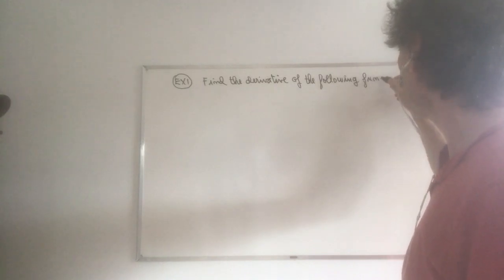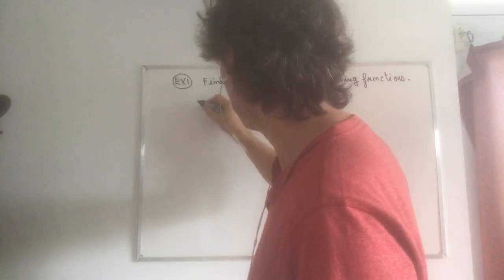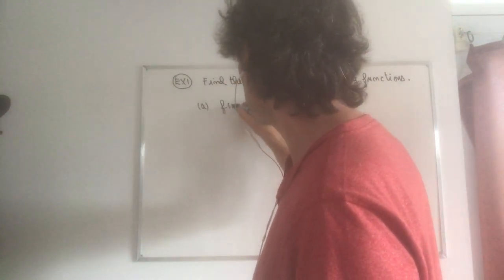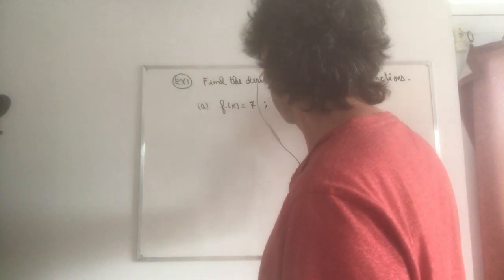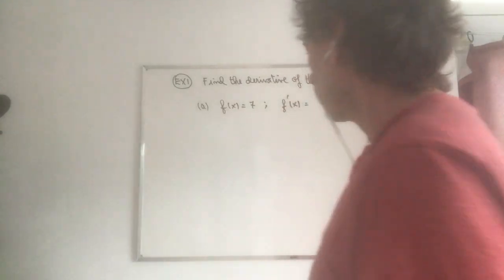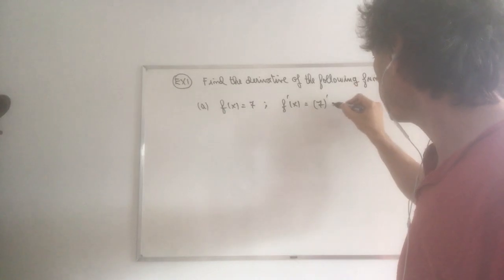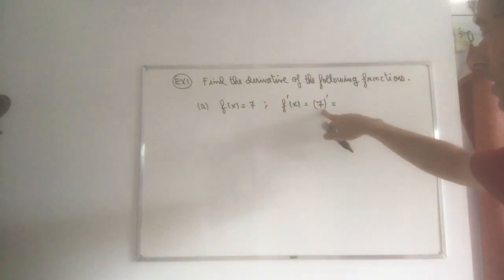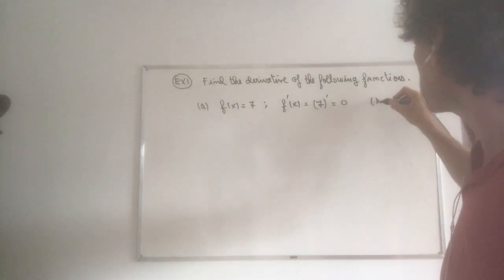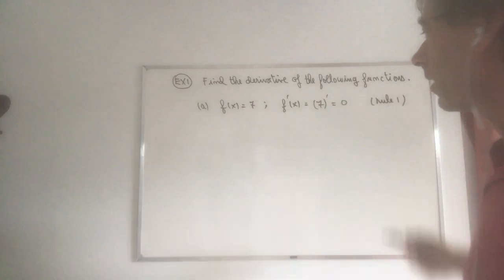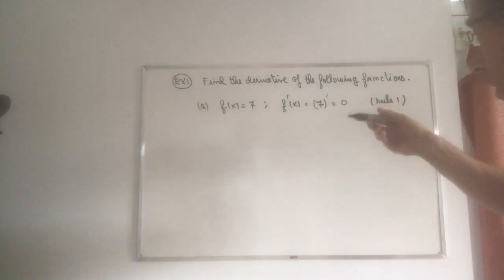Now, what could I put down here as an example? Suppose f of x is equal to 7. What is f prime of x? Well, f prime of x is the derivative of 7. And 7 is a constant. There are no x's in here. So the derivative of a constant is 0. And we know this how? By rule 1.